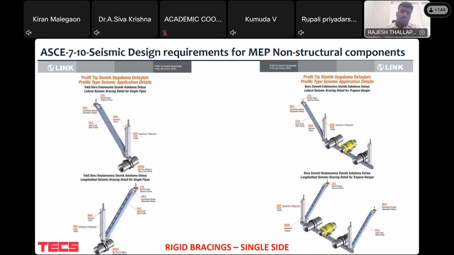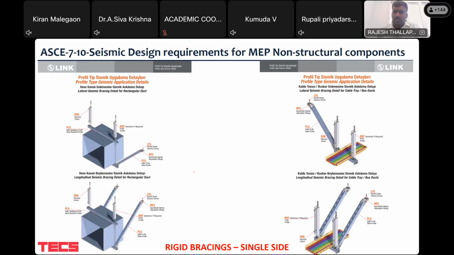There are so many parameters where you will decide whether you need to have two-way bracing or one-way bracing, or one-way restraint. So this is one-way restraint. What you can see is again the lateral and longitudinal with single and multiple services. We'll see some more pictures. So these are all different applications with one-way and two-way restraint.